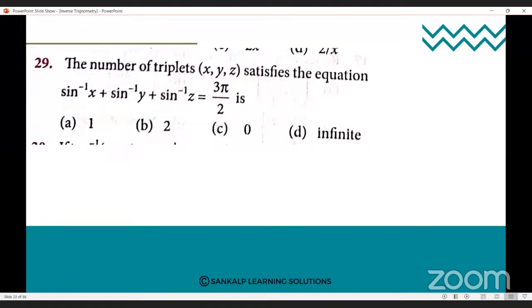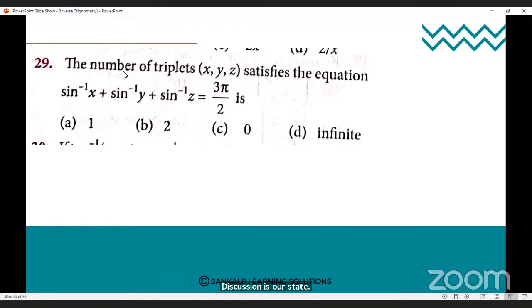Next question, a very important question. Most of the time this question has been asked in competitive exams, and it has occurred as a JEE example, in JEE exams as well as in most state CETs. So pay attention here.